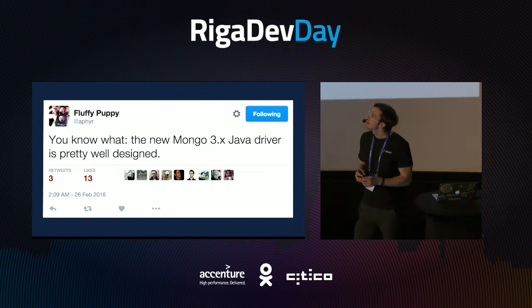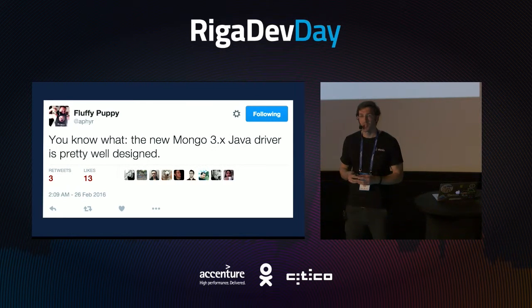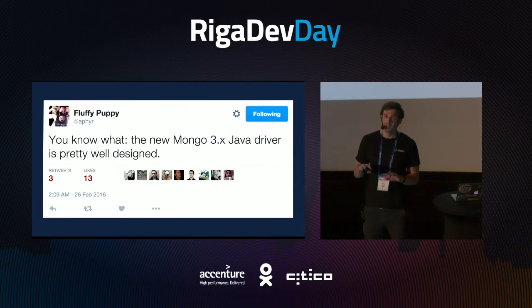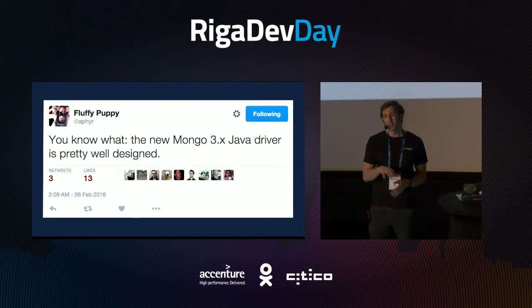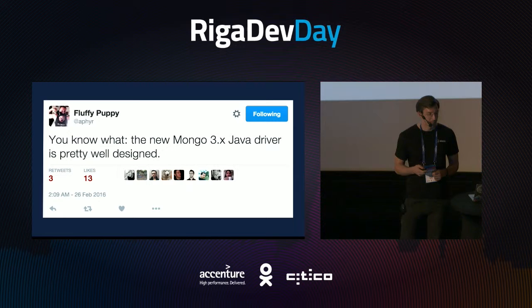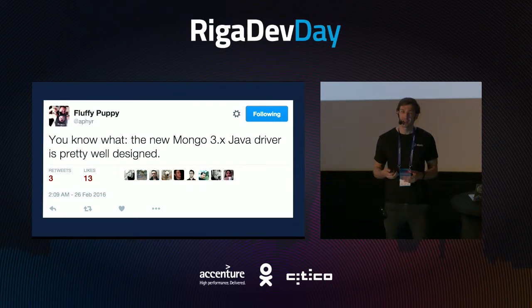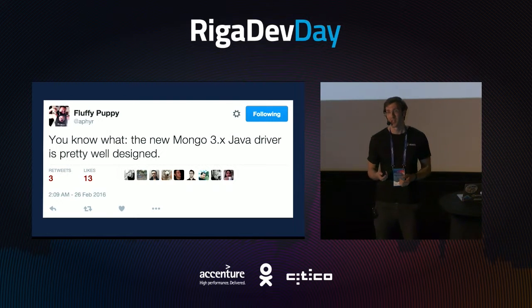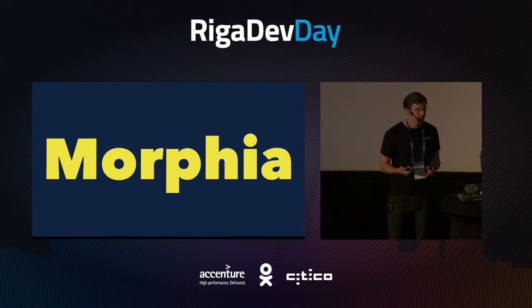Aphyr, or Kyle Kingsbury, just recently tweeted about the Java driver and said that it's pretty solid, even though he hasn't anything nice to say about MongoDB otherwise. He likes the Java driver, which is kind of a good thing. But still, we were never sure about it. It's a solid piece of technology in itself, but we don't really want to use it. So that's how we come to Morphia.